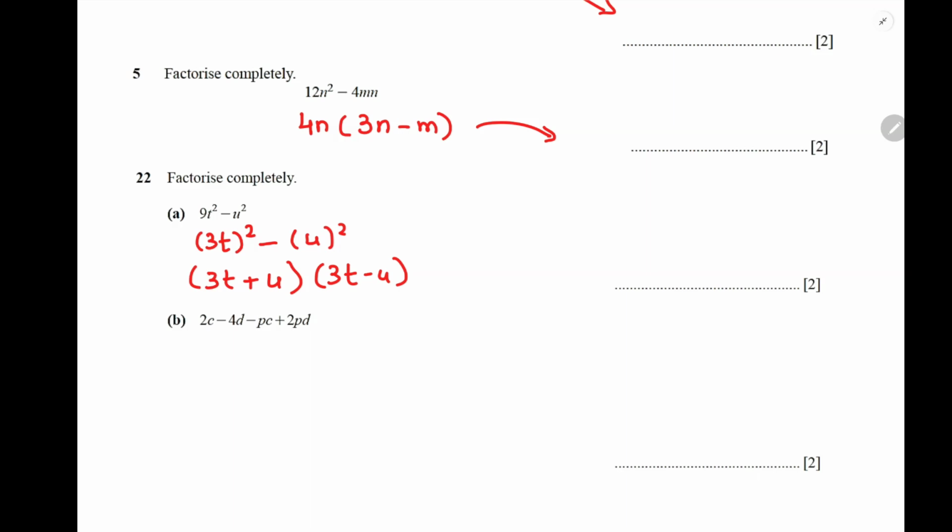Okay, again, grouping. So I'll see first, I can take 2 common from the first two. So it would be c negative 2d. And then I can take a negative p common. So it would be c negative 2d. So c negative 2d and 2 negative p. This would be my answer.